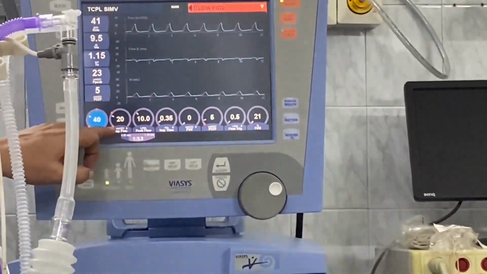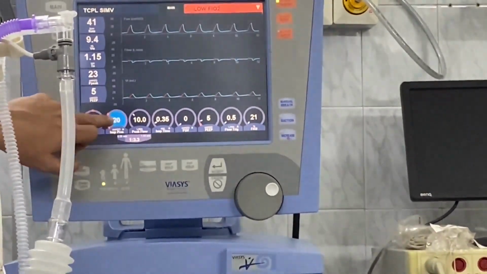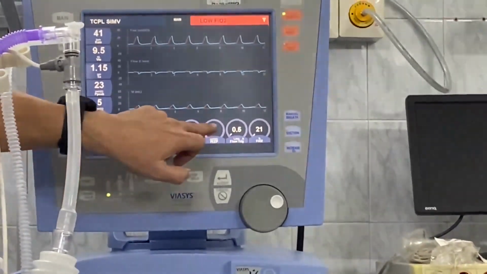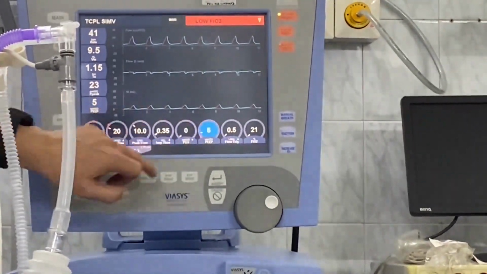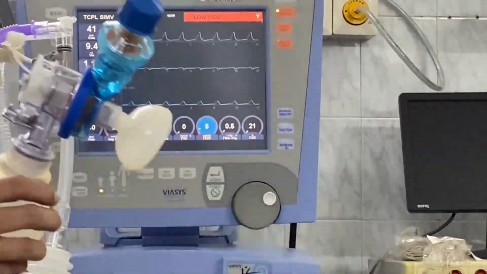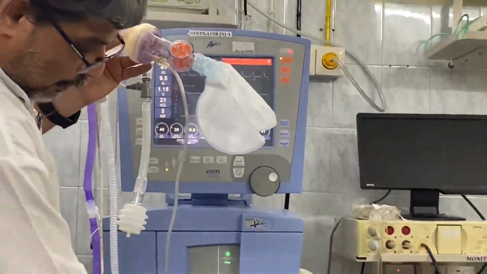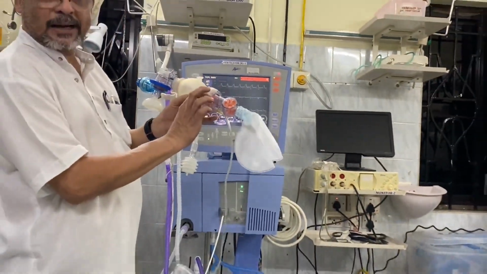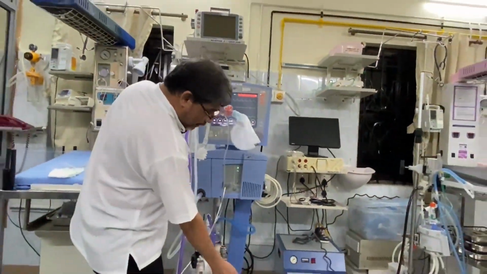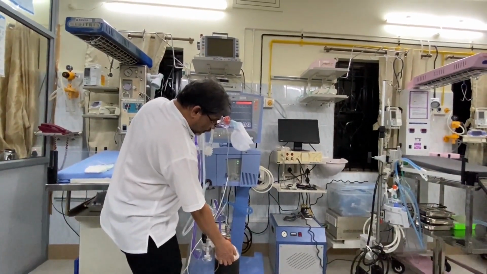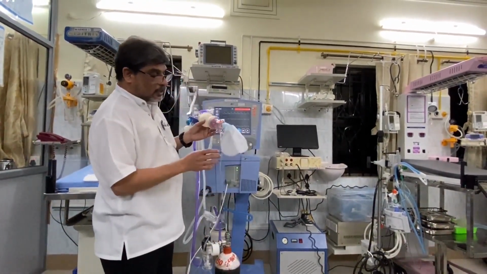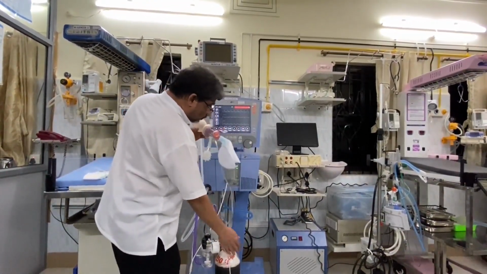Inspiratory pressure is 20 here. You can see this blue thing, and positive end-expiratory pressure is 5 here. Now there is an oxygen cylinder connected to this bag, so your FiO2 is determined by what is in it. This is the cylinder, so this will give 100% oxygen because it is concentrated.